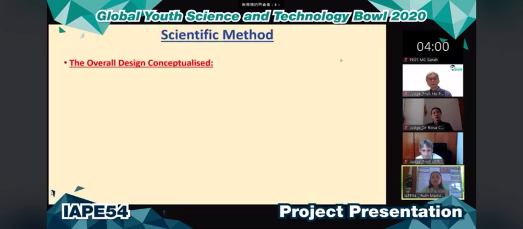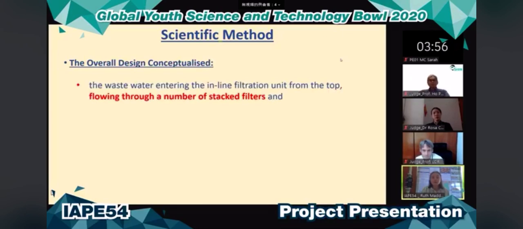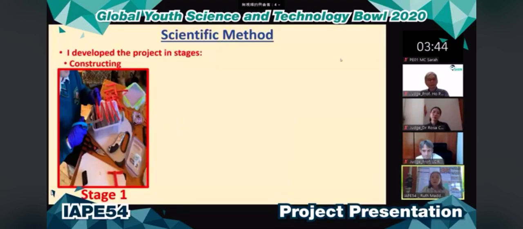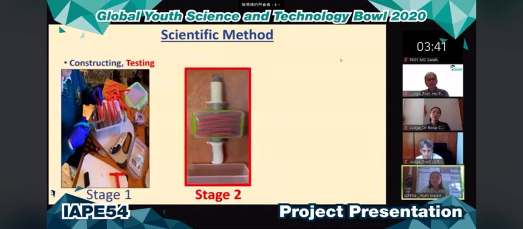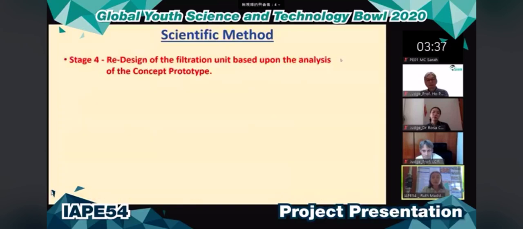The overall design conceptualized wastewater entering the inline filtration unit from the top, flowing through a number of stacked filters and exiting the unit from the bottom. The use of angled filters in tandem with gravity and water flow pushes the intercepted particles downwards along the filter, aiding self-cleaning. I developed the project in stages: constructing, testing, and critical assessment of a concept prototype. Stages 1, 2, and 3.